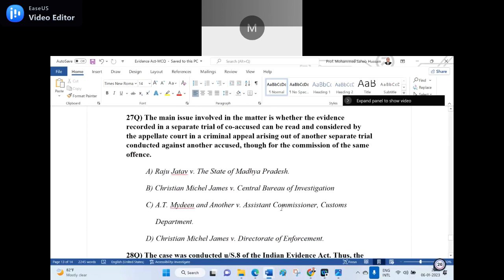27th question. The main issue involved in the matter is whether the evidence recorded in a separate trial of the co-accused can be read and considered by the appellate court in a criminal appeal arising out of another separate trial conducted against another accused for the commission of the same offense. It is decided in the case of A. Raju versus State of Madhya Pradesh. B. Christian Michel James versus Central Bureau of Investigation. C. A.T. Maideen and others versus Assistant Commissioner of Customs Department. D. Christian Michel James versus Director of Enforcement.